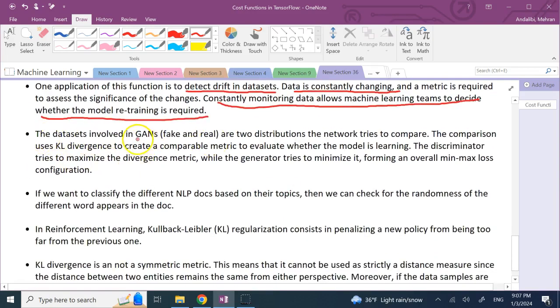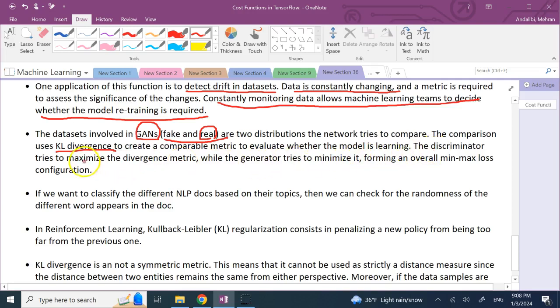Another place you can use it is in generative adversarial networks, or GANs, which are used to create fake data from real ones. That's one of their applications. And in one of my future videos, I'm going to go over GANs because I think they are interesting networks. So you have 2 networks competing with each other. One of them is trying to create a fake version of something real, and the other one is trying to distinguish that. Again, I'm going to go over them later, but you can use the KL divergence here to have what?